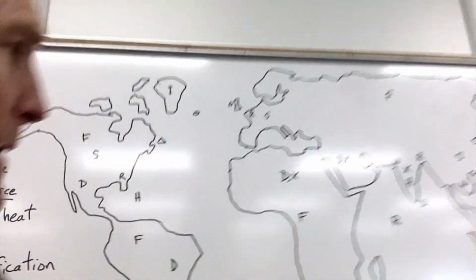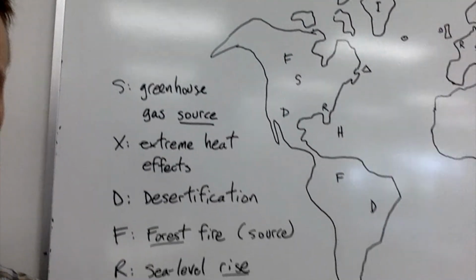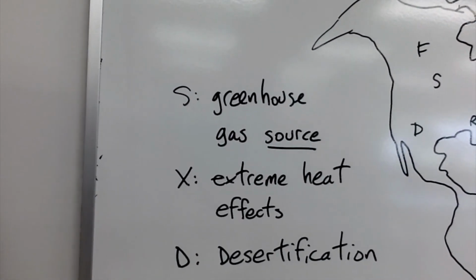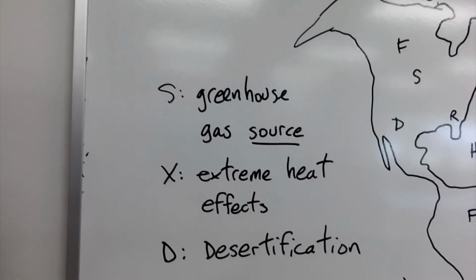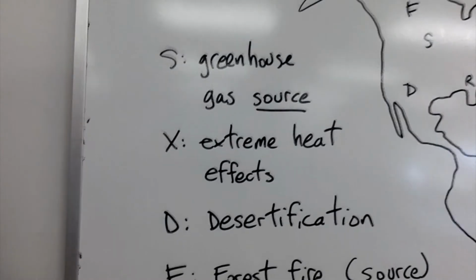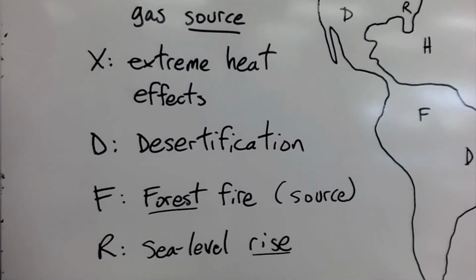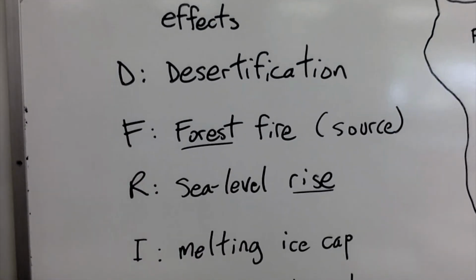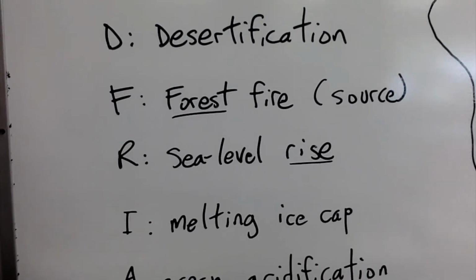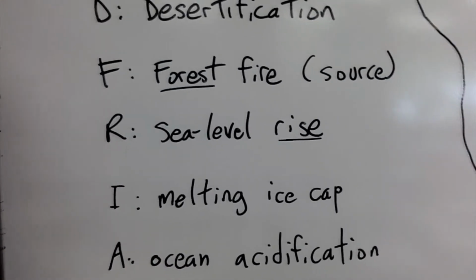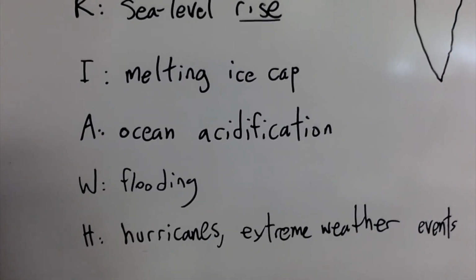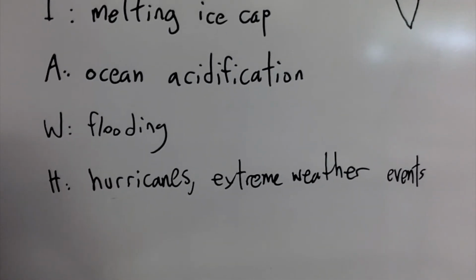So looking at my coding here. S just means it's a greenhouse source. That's part of the world where they're mostly coming from. X is your extreme heat effects. D is desertification. F is forest or forest fires, which can be a source for greenhouse gases. R means sea level rise. I means melting ice cap. A is ocean acidification. W is flooding, and H is hurricanes or extreme weather.